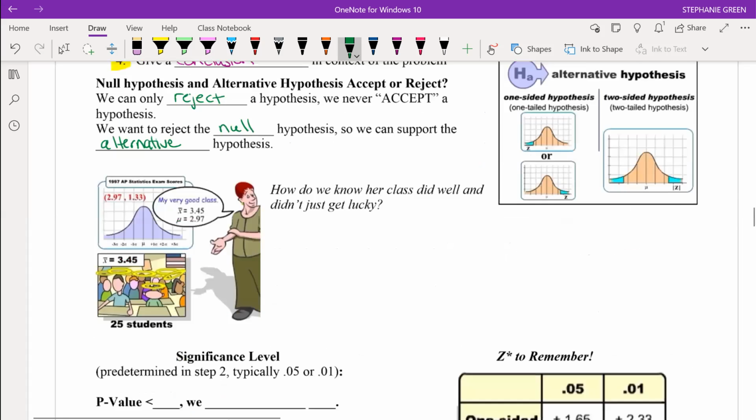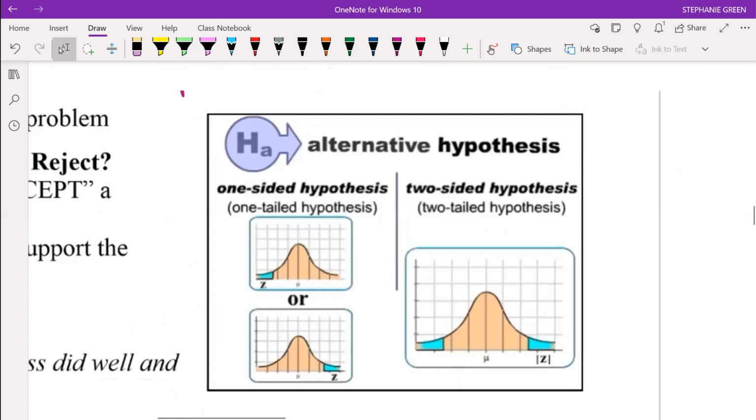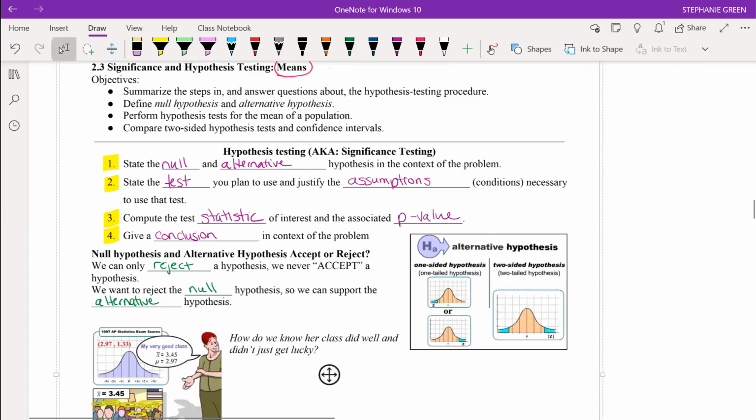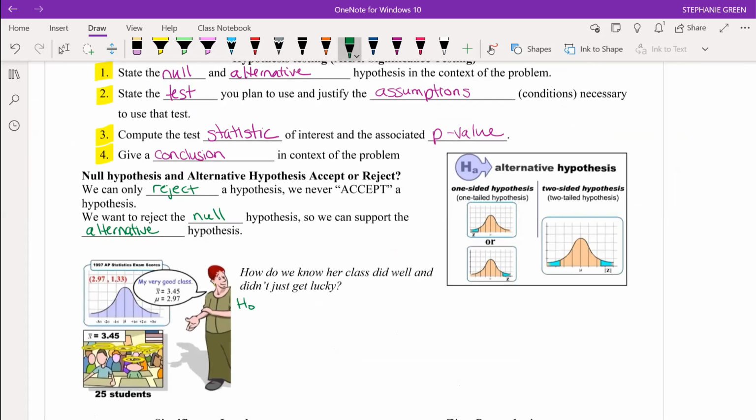So when we choose our alternative hypothesis here, and actually I should say first, our null hypothesis, which we write H naught for null hypothesis, is basically assuming that there's nothing out of the ordinary happening.